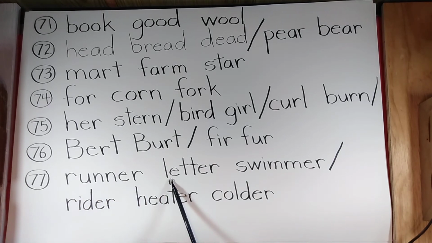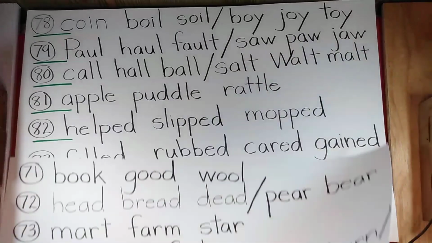77. Runner, letter. Swimmer, rider, heater, colder. And there are two separate sections here because if you are building on a short word that's got a short vowel sound in it and you're adding an ending, you double the consonant, like in runner, you double the N. But if you've got a long vowel sound, you don't double the consonant. Like in rider, you don't double the D. Okay, last page.